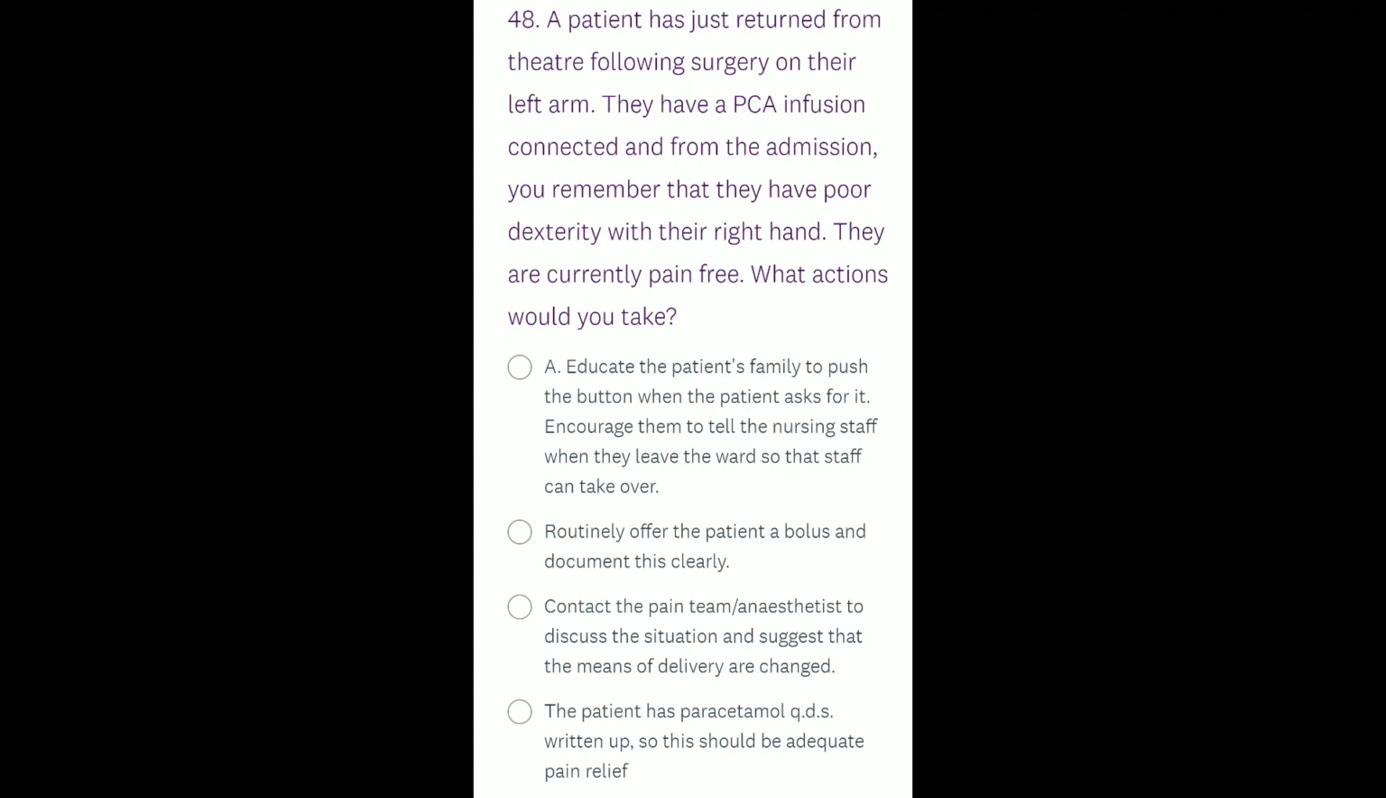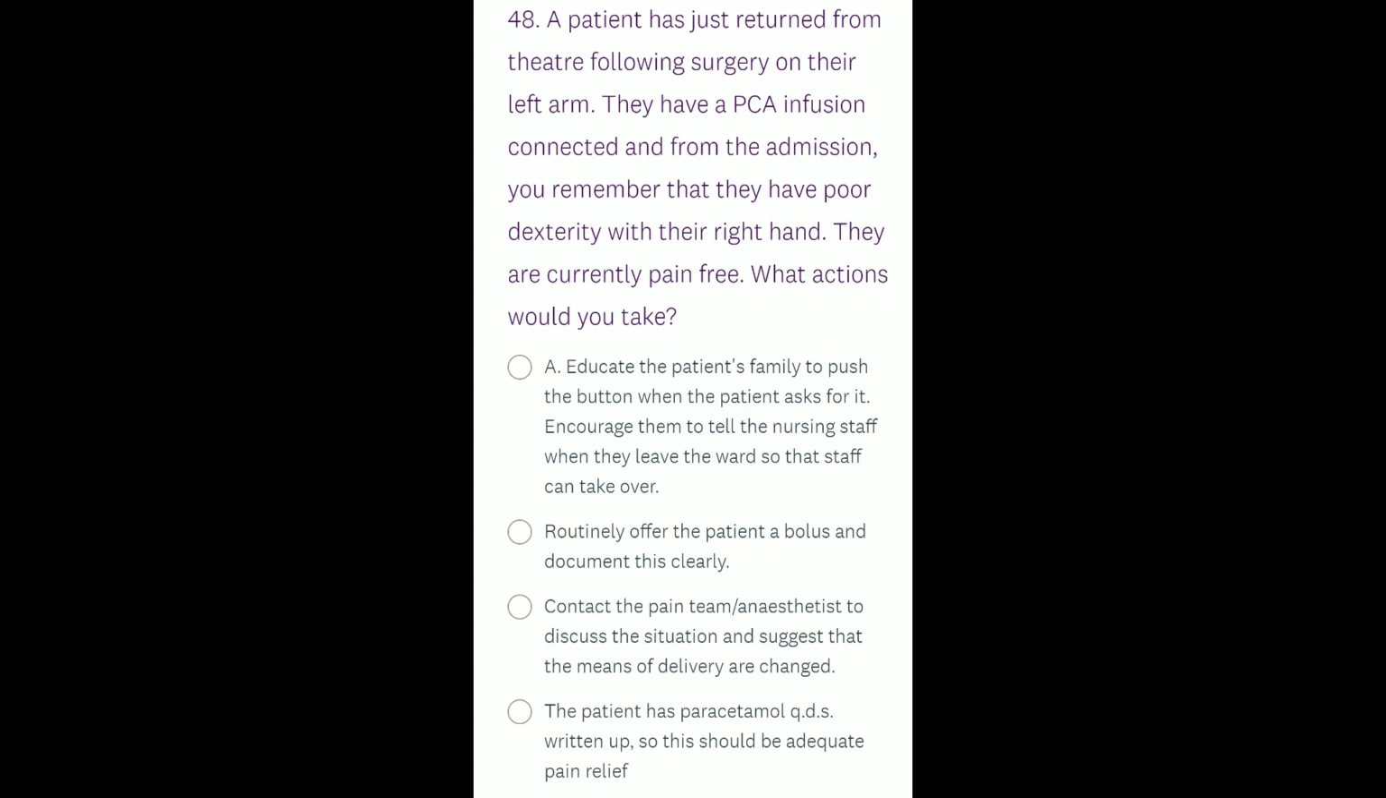So what is dexterity? It is nothing but the ability to perform a difficult action quite quickly and skillfully with the hands. So that's it. So the right option is option C, that is you have to contact the pain team to discuss the situation and suggest that the means of delivery are changed.